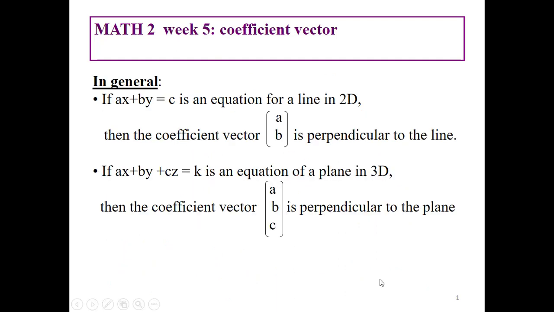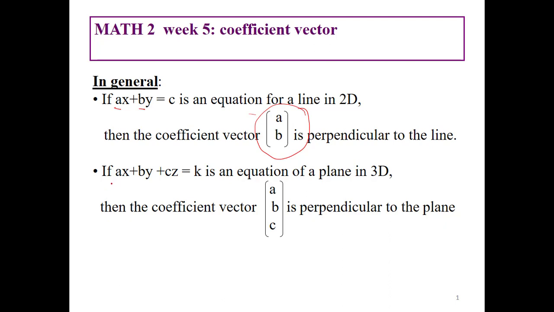So, to summarize, if we have an equation in a two-dimensional space, then we have a coefficient vector built up with the parameter in front of the x and in front of the y. And this coefficient vector is perpendicular to the line. So this will be perpendicular to the direction vector of the line.